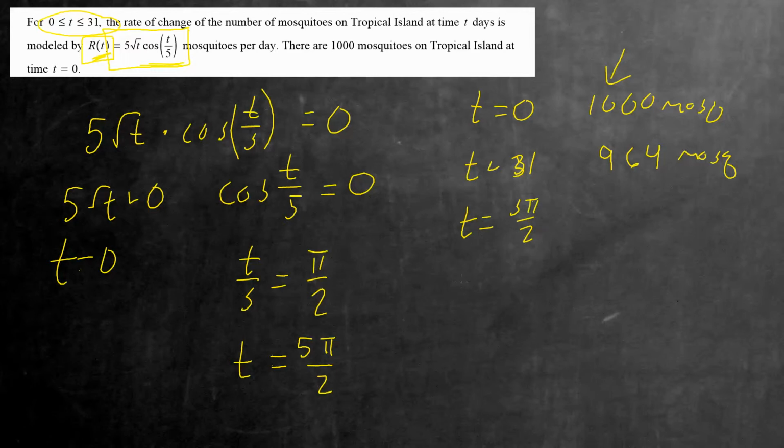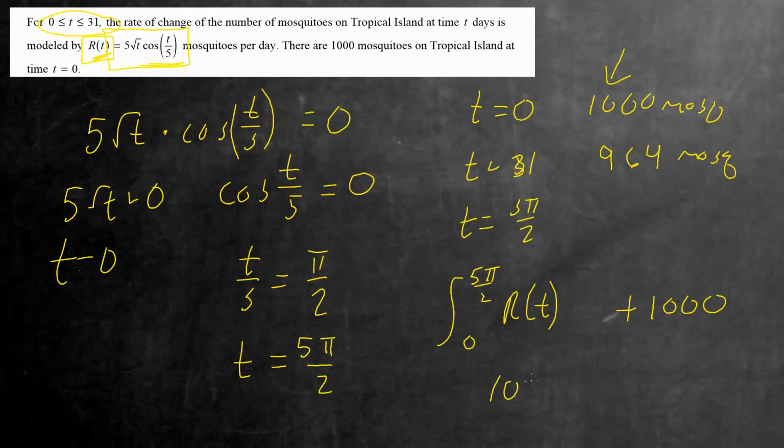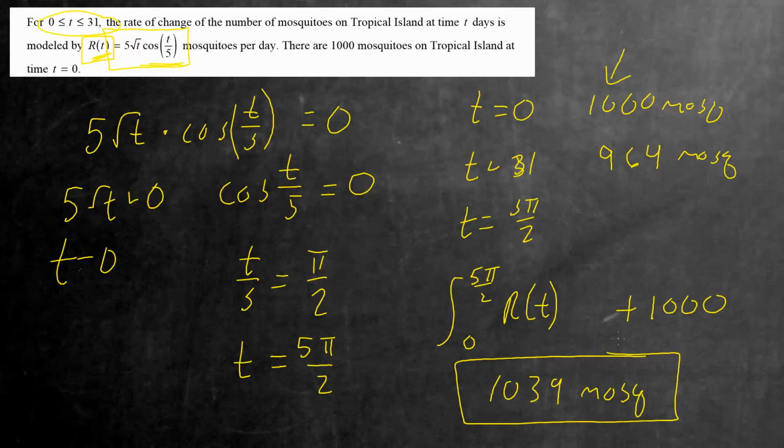That work would be the integral from 0 to 5 pi over 2 of my rate, and then again plus the 1,000 that I started with. If I do that, I think I get 1,039 mosquitoes. And I would say that is definitely enough work as far as my analysis. So at time 5 pi over 2, there were 1,039 mosquitoes.